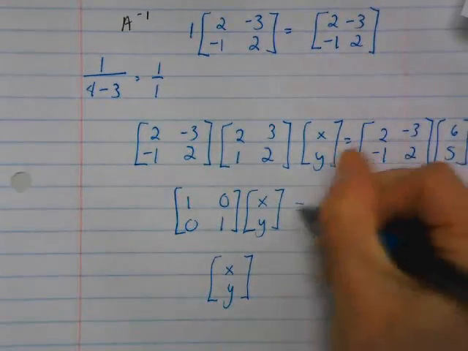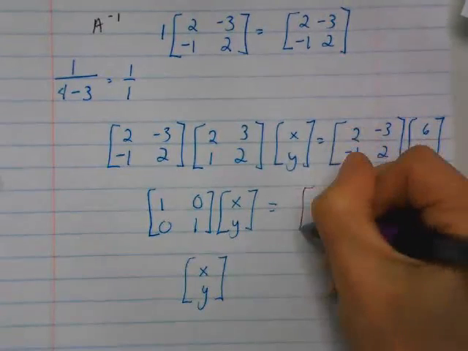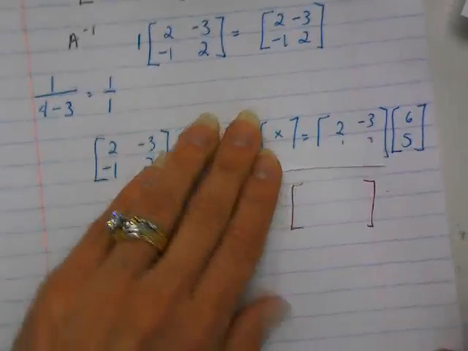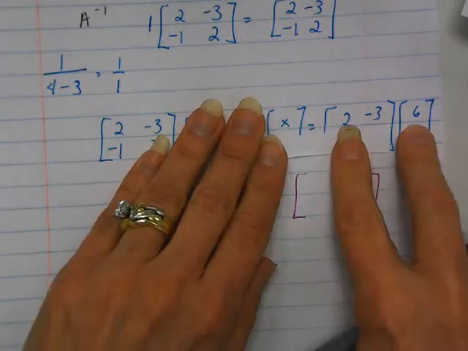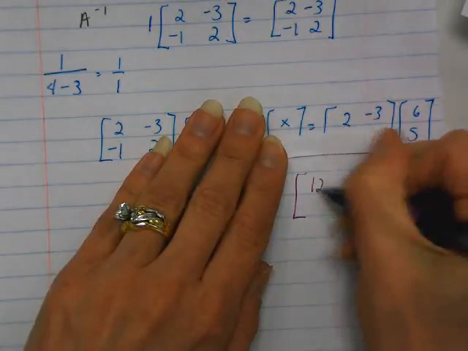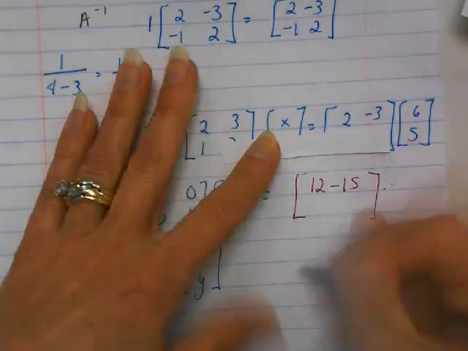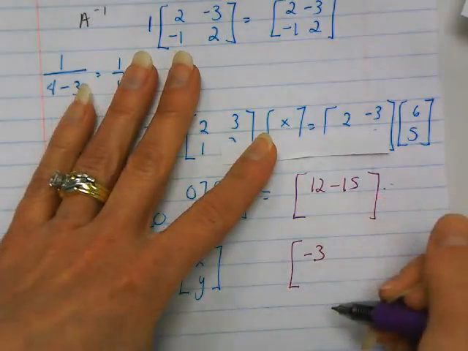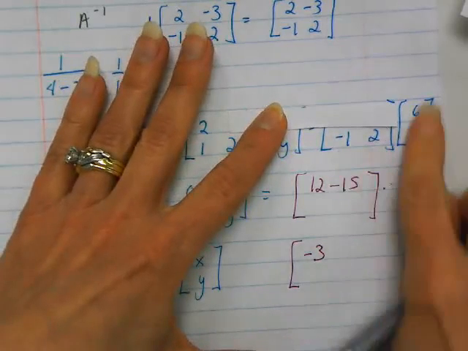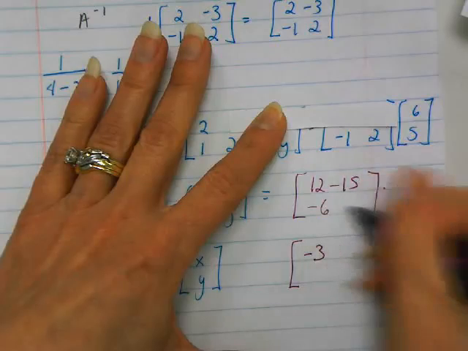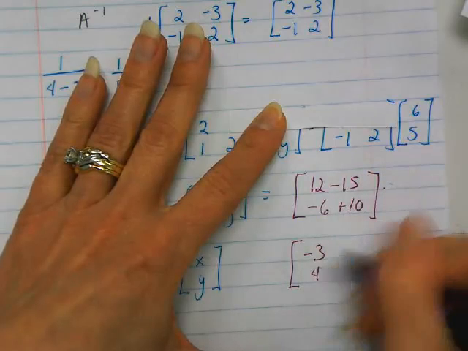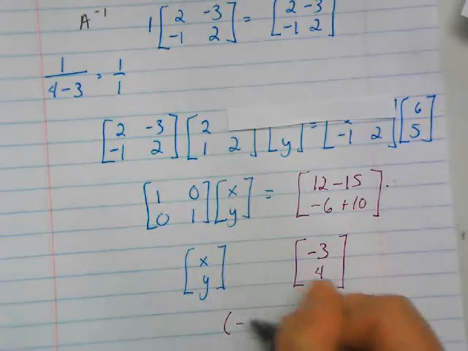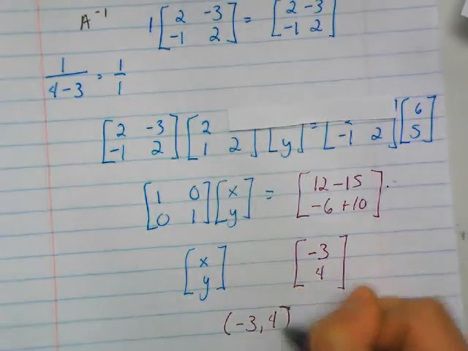So I want row 1, column 1. So 6 times 2 is 12. 12 minus 15. Negative 3. And now I do row 2, column 1. So negative 6 plus 10 is 4. So my answer is negative 3, 4. Right? X is equal to negative 3, Y is equal to 4, and I'm done.